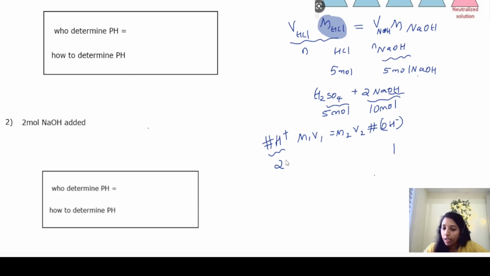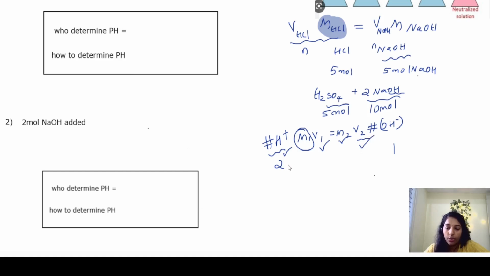Okay, in that way, see, H plus is there and M1 is the unknown quantity. V1 we have already taken, so that you can plug in, and M2 we are already familiar with, and V2, for getting the V2 we are doing this titration, because how much volume you add to get the exact endpoint, correct?